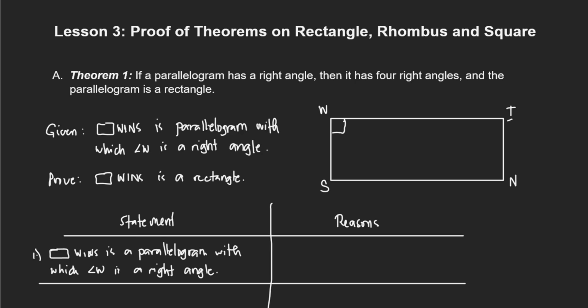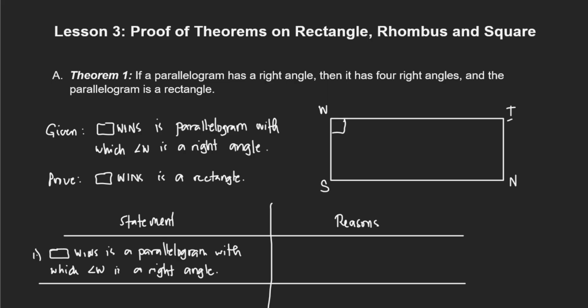Everyone. So today we will discuss lesson 3, and the topic focuses on proof of theorems on rectangle, rhombus, and square. So the following activities that we have right now involve the three special types of parallelogram, which are rectangle, rhombus, and square. So this will lead us to the different theorems involving the three types of parallelogram.